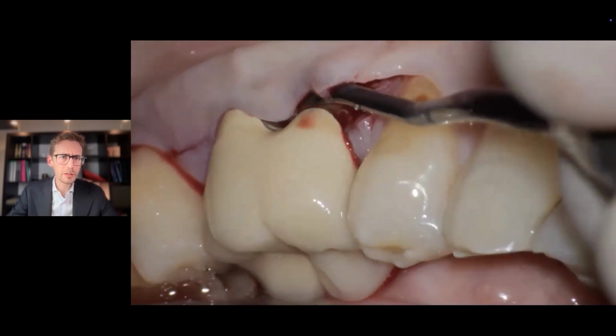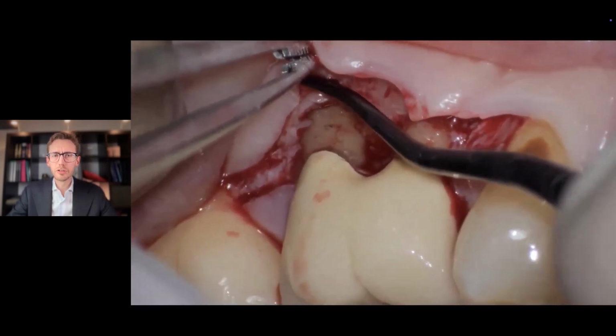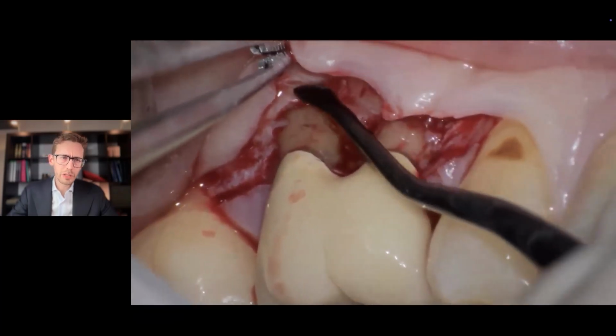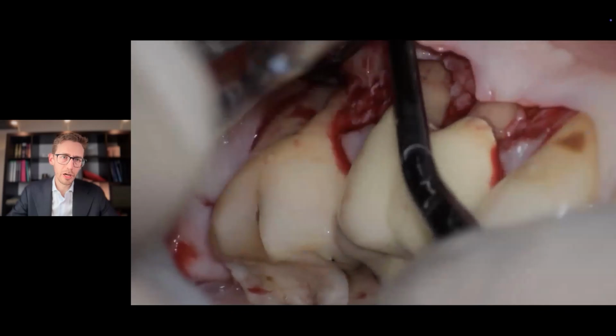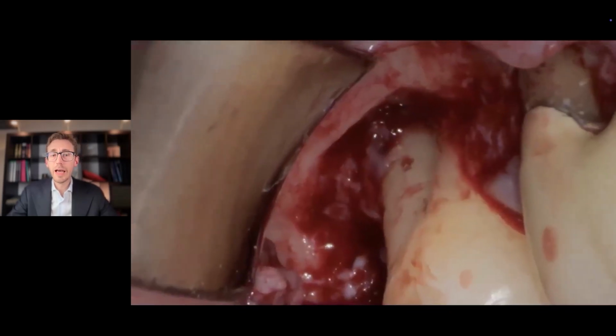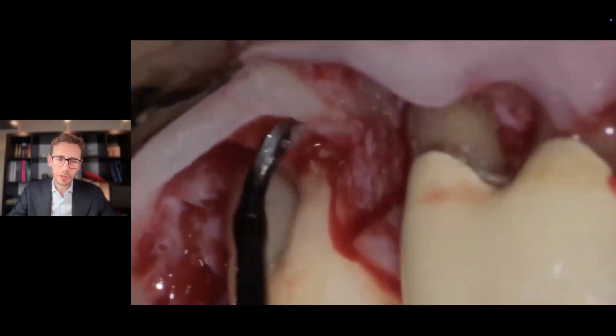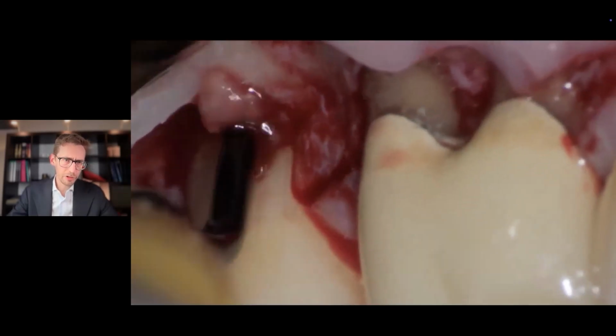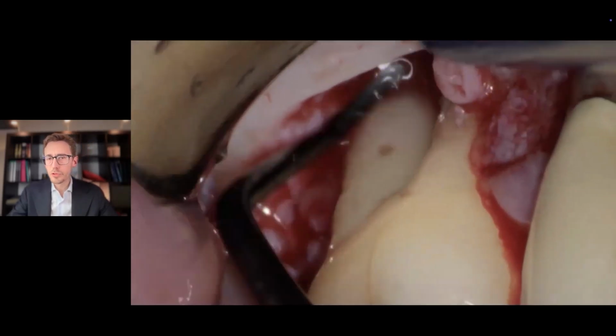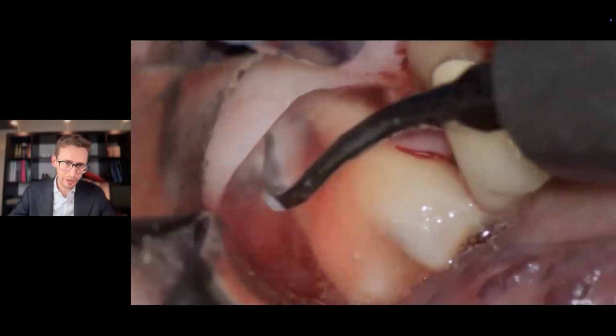Of course, we cannot deliver a minimally invasive surgical approach when we're treating more challenging defects. We need an optimal visualization of the defect in order to perform a proper degranulation of the intrabony defect and in order to perform a proper removal of the subgingival biofilm from the root surface inside the intrabony defect.